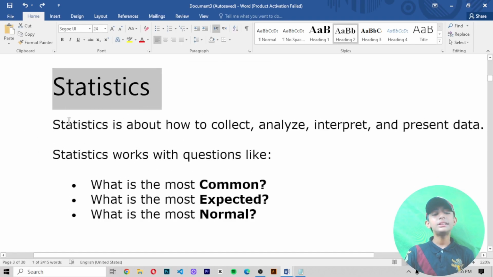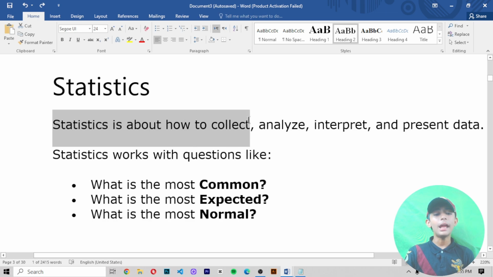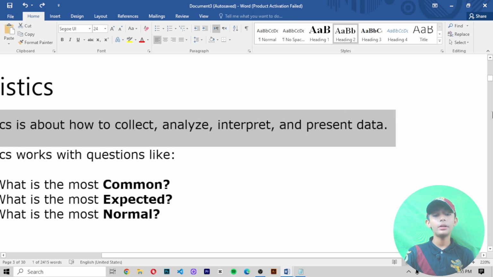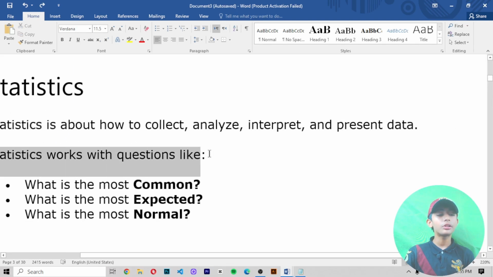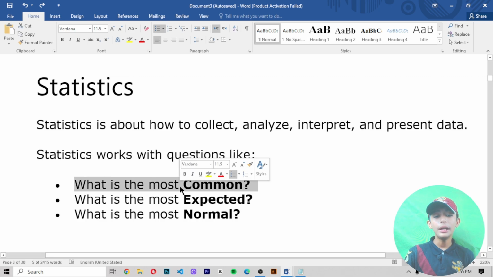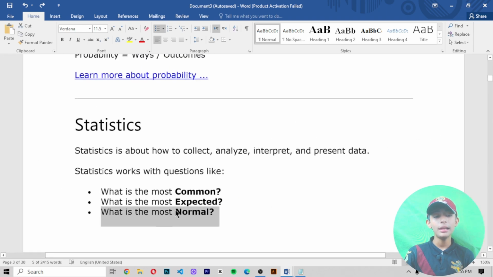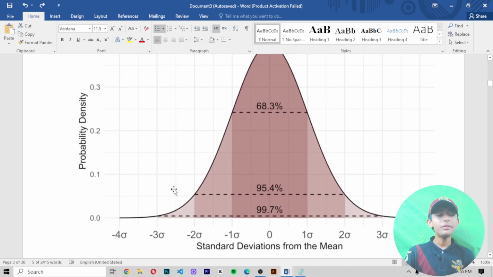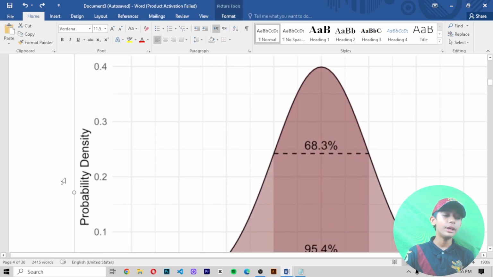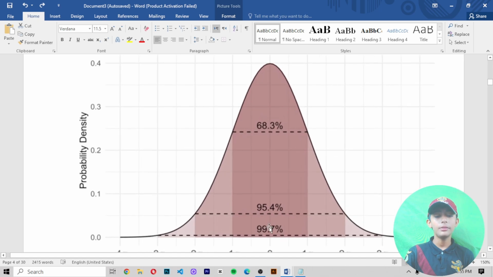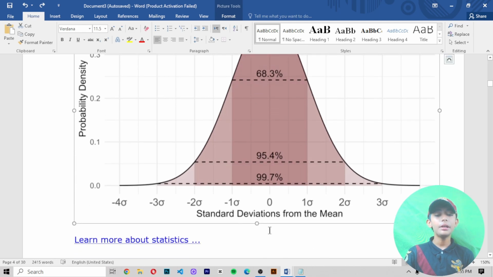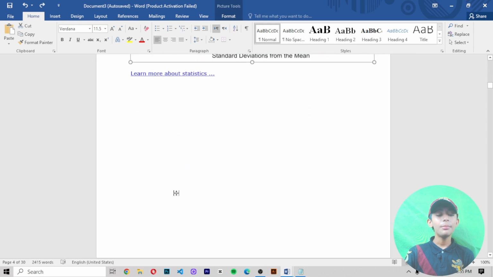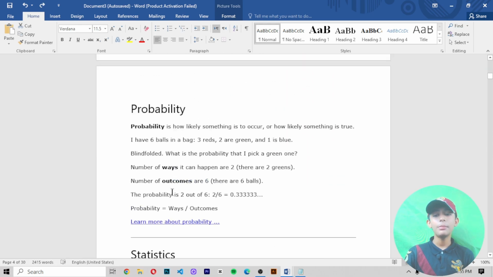Statistics. Statistics is about how to collect, analyze, interpret, and present data. Statistics works with questions like what is the most common, what is expected, what is normal, like that. Here is one diagram. In this example, there is a probability density of 99% here, 95.4% here, and 68.3% here. This is one standardization for the mean. Learn more about statistics. If you want to learn more about statistics, tell me in the comment section below.